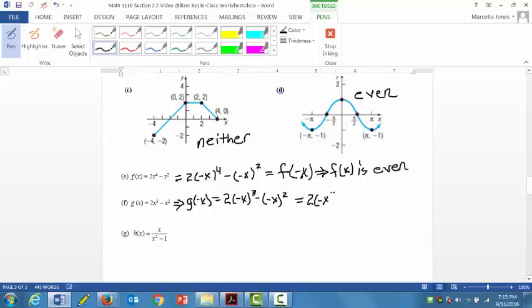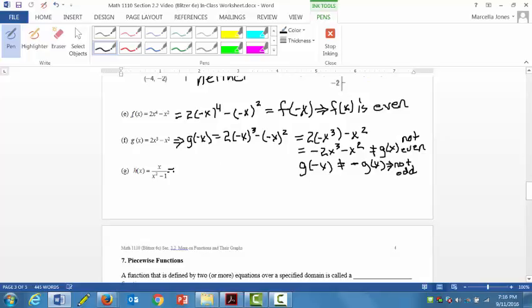Now when we do g, g of negative x turns into negative 2x cubed minus x squared. That's not equal to g of x, and g of negative x is also not equal to negative g of x. The fact that g of negative x doesn't equal g of x means it's not even. The fact that g of negative x doesn't equal negative g of x means it's not odd.